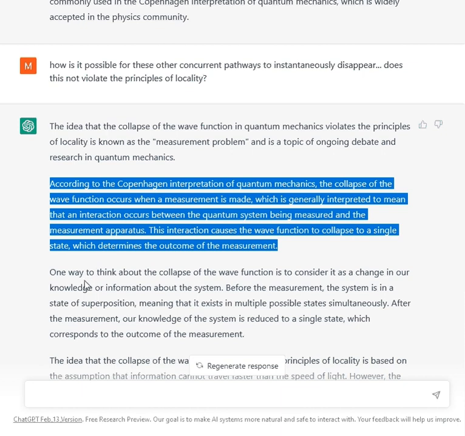He's not really talking about where I'm specifically talking about the collapse of the pathway of a wave of light, okay? And he's going back to generalizing this to measurements and testing. And I hate it when they do that.